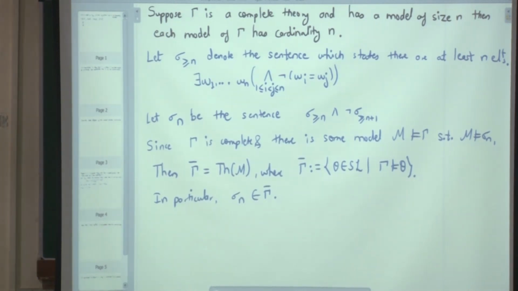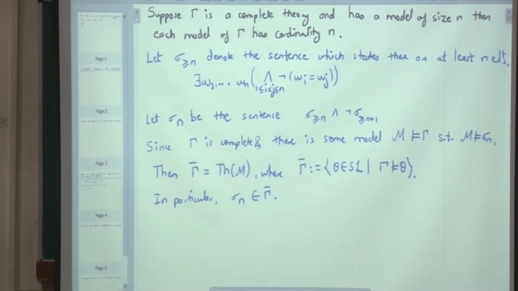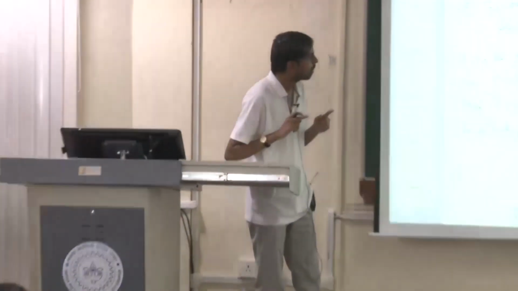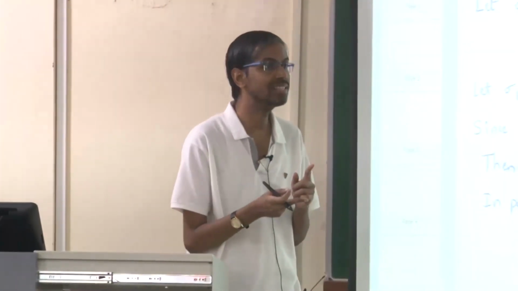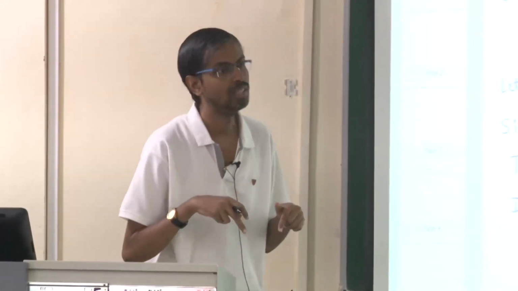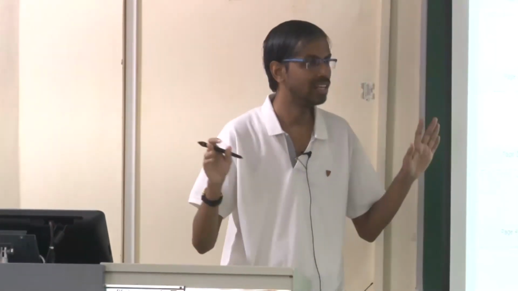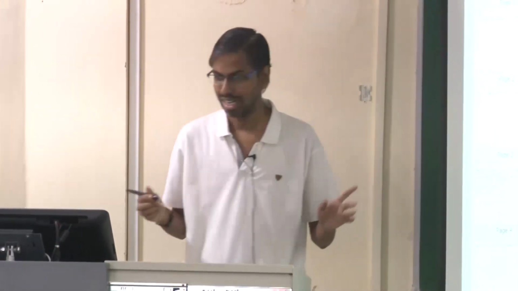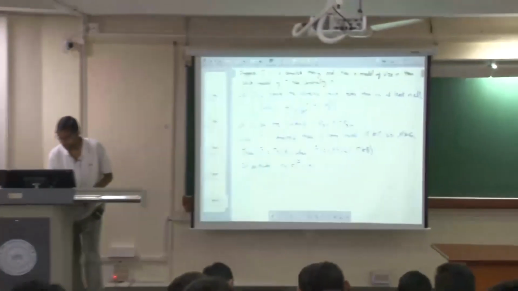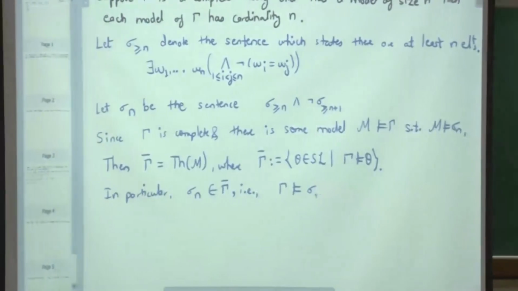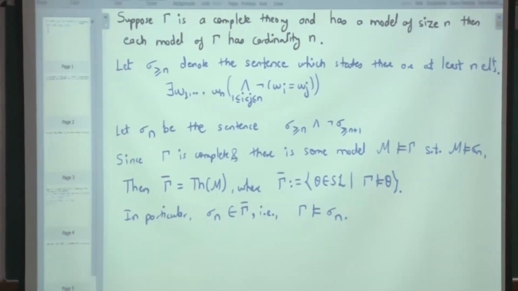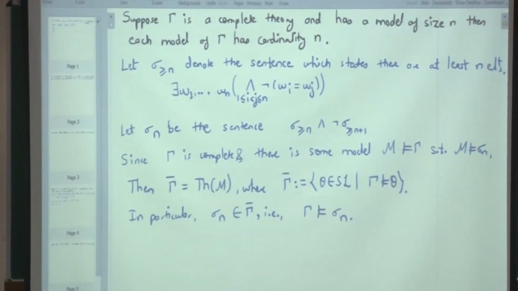Okay, so now gamma has decided that sigma n is true, it's a logical consequence. So simultaneously, gamma has made a choice that negation sigma n is not true. Therefore, for every model, now you understand? Yeah, so i.e. gamma has sigma n as a logical consequence. This is simply the definition of gamma bar.